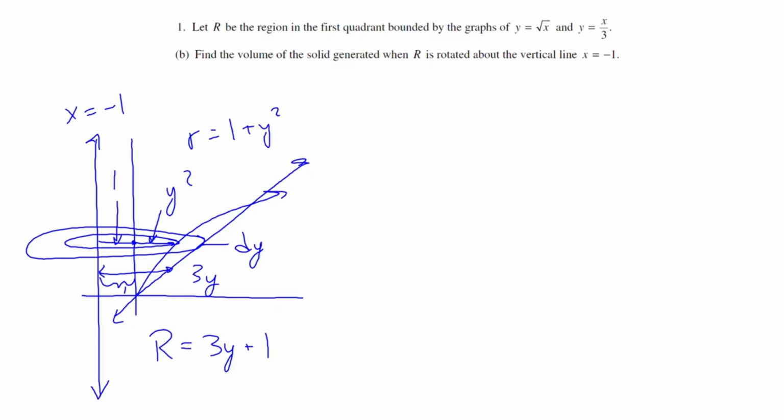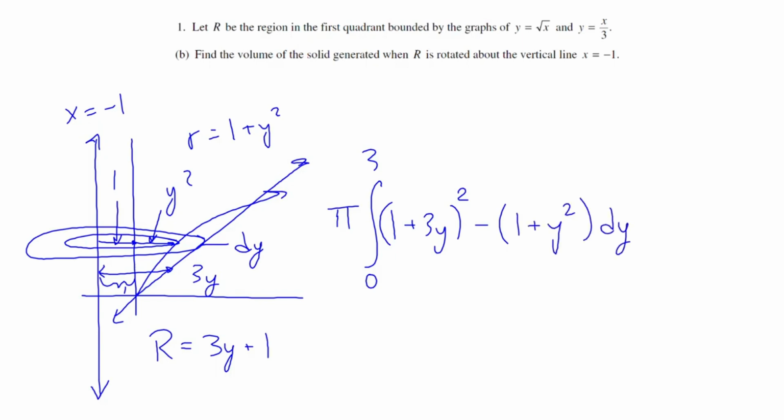And when we have washer cross sections, it's pi times the outer radius squared minus the inner radius squared that we need to integrate from the bottom to the top. So we'll integrate from 0 to 3, the outer radius, 1 plus 3y, and then minus the inner radius, 1 plus y squared, dy. And they asked us to actually find this value, so we'll just go in.